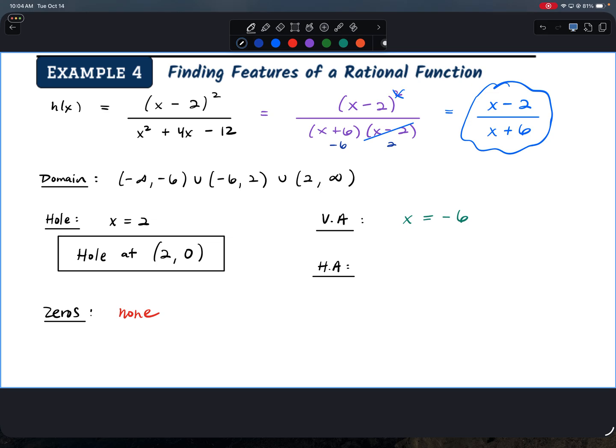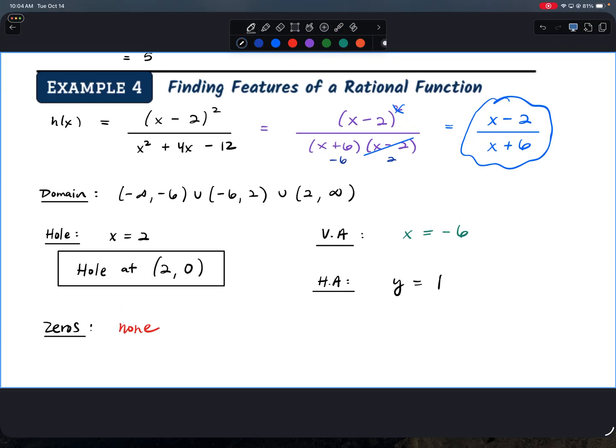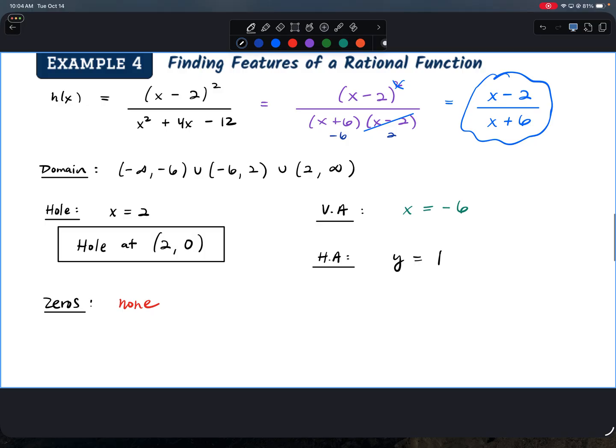Horizontal asymptote. We look at what, guys? The degrees. What's the degree on top? 1. What's the degree on the bottom? 1. What do we do? Divide the leading coefficients. So 1 divided by 1 gives me 1. Good, guys. All right. So now it's kind of like tying everything together. Last question.